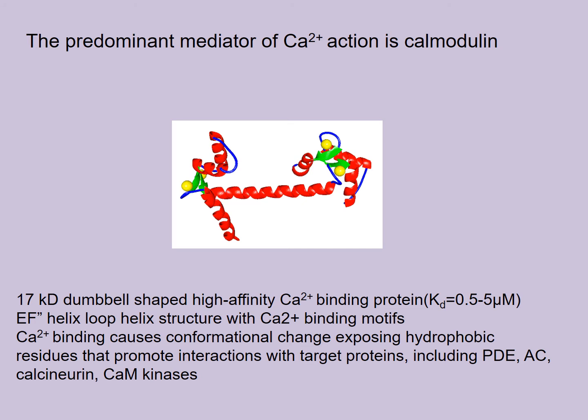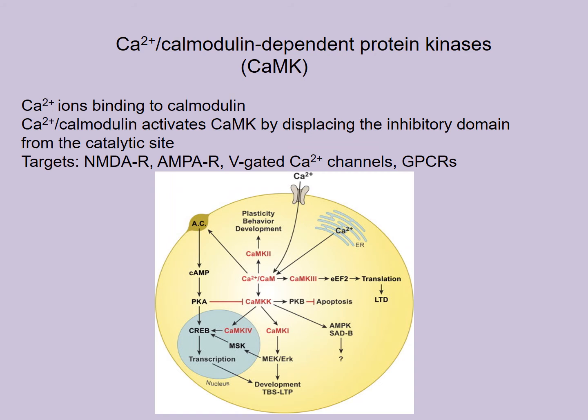and calcium binding will cause a conformational change and expose different residues that will promote interaction with the target proteins, and those target proteins can include phosphodiesterases, adenylyl cyclases, calcineurin, which is a phosphatase, and kinases. So it changes its conformation, exposing different residues, which then allow it to interact with different proteins.